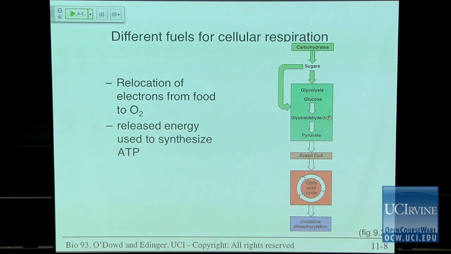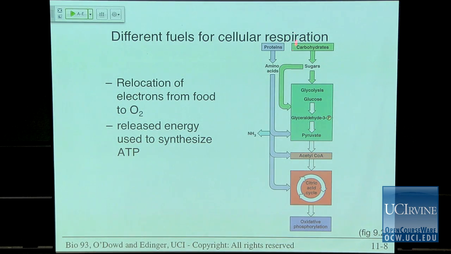let me start again. There are different fuels that can be used in cellular respiration. It's not just glucose. What we've been talking about so far is a carbohydrate that is broken down by digestion into simple sugars, and those sugars can be fed into glycolysis, and that will be converted to pyruvate, which is converted to acetyl-CoA, fed into the citric acid cycle and oxidative phosphorylation that we'll talk about in just a minute.